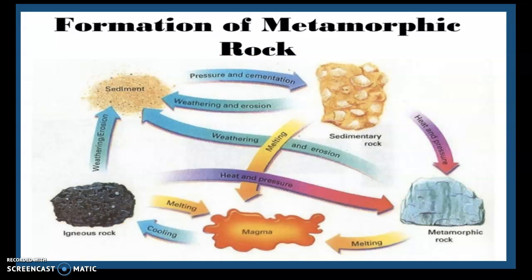So this right here is just a little graphic about the formation of metamorphic rocks. You can see my little mouse. Igneous rock goes through weathering and erosion. It becomes sediment. Pressure and cementation, it becomes sedimentary rock. Melting, it becomes magma. Heat and pressure becomes a metamorphic rock. It just shows you all the different ways that different things can turn into a metamorphic rock.